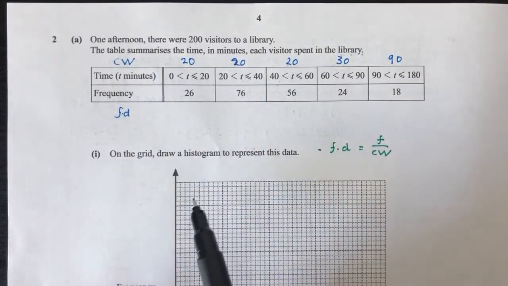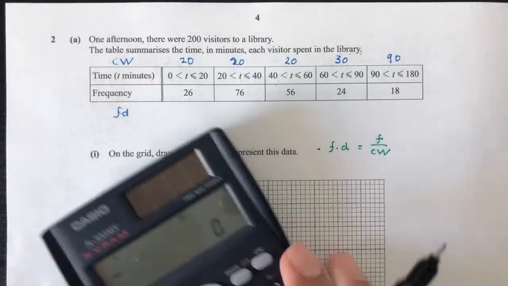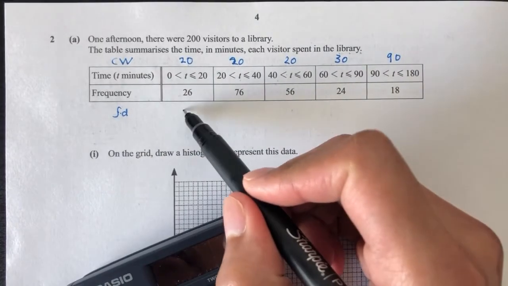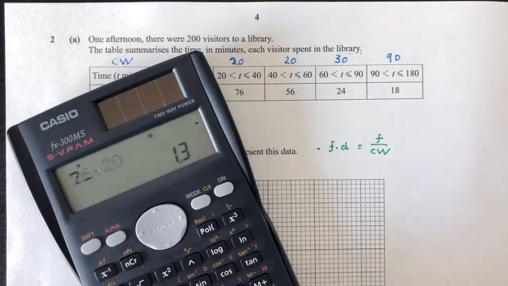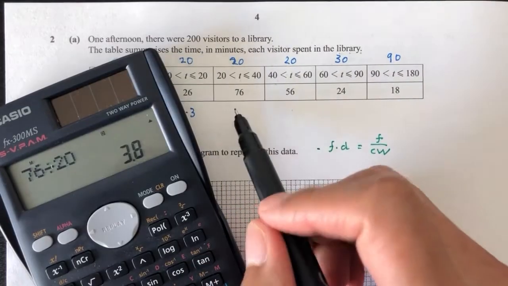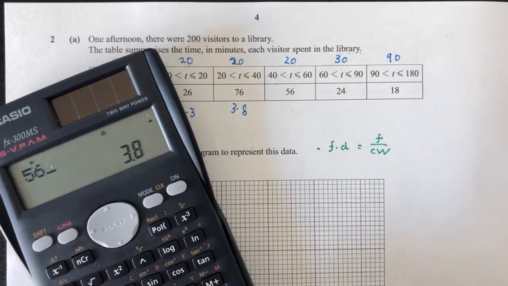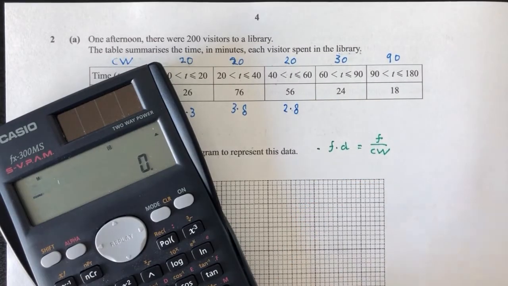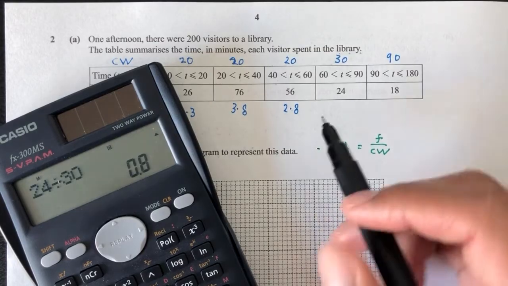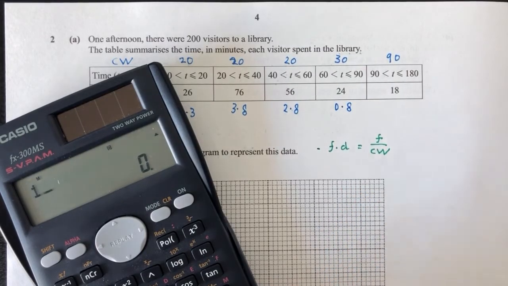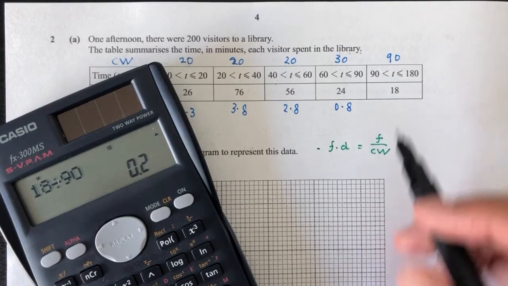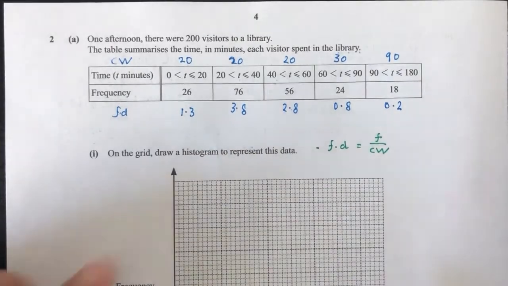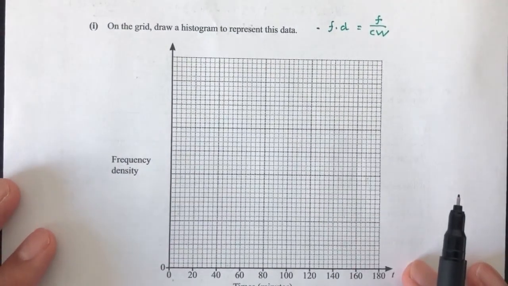So let's use our calculator so we have the right answers here. So 26 divided by 20, that will be 1.3 for the first one. Second one is 76 divided by 20, that will be 3.8. We have 56 divided by 20, that will be 2.8. We got 24 divided by 30, that will be 0.8, and the last one will be 18 divided by 90, that will be 0.2. So now we have the frequency density. We can draw the histogram, but first we have to label the axis.